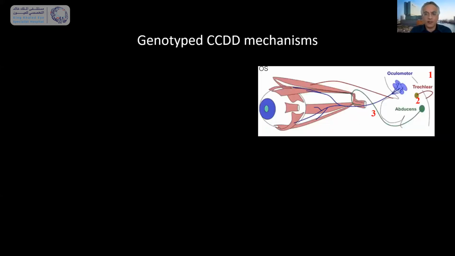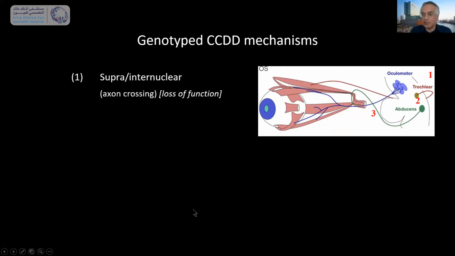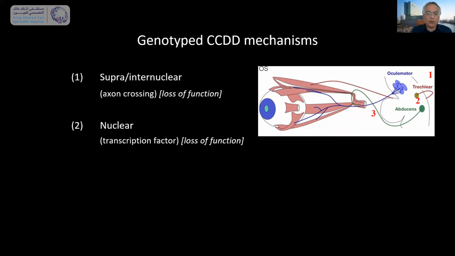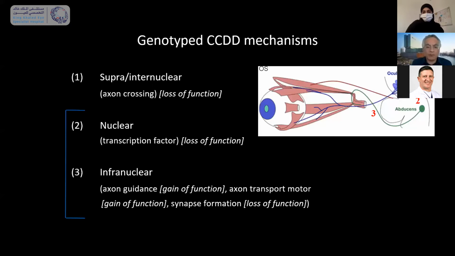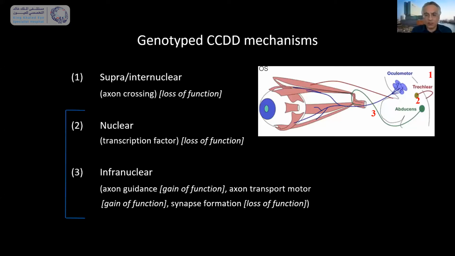So these are the three genotyped CCDD mechanisms. You can have a problem supra or internuclear, and this is an axon crossing problem. There's only actually one CCDD that fits into that category. You can have a problem with the nuclear formation, or you can have a problem infranuclear, that is the axon getting to its target muscle. Now, the supra-internuclear problem, if you do an MRI, the cranial nerve nuclei are normal because nothing has happened to the cranial nerve nuclei.